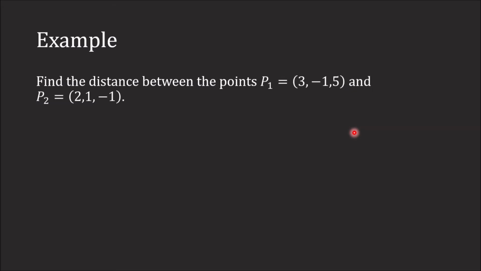So let's go ahead and find the distance between the points 3, negative 1, 5 and 2, 1, negative 1. All right, so distance is the square root of 2 minus 3 squared plus 1 minus negative 1 squared plus negative 1 minus 5 squared.